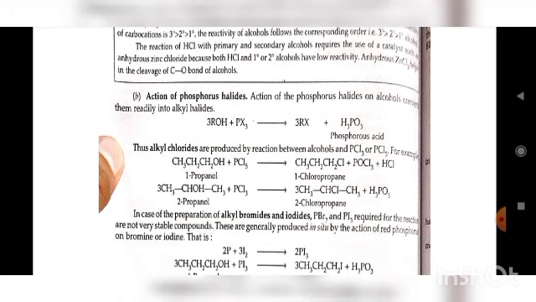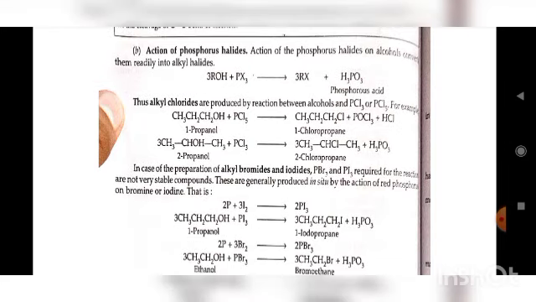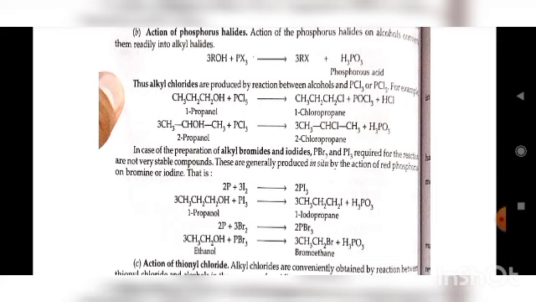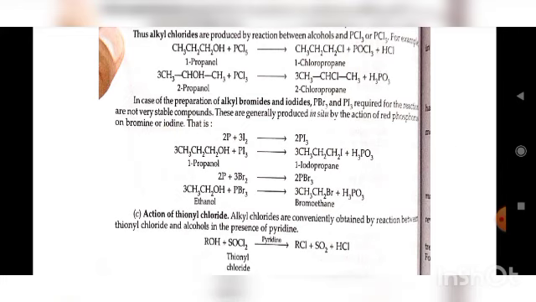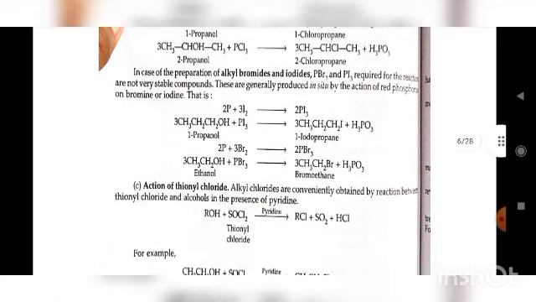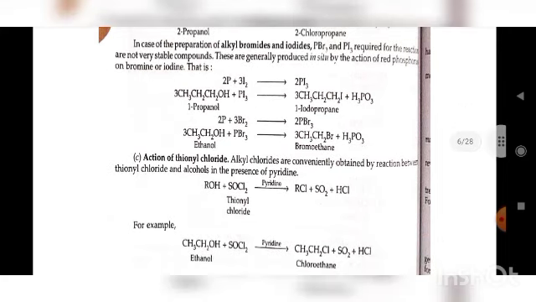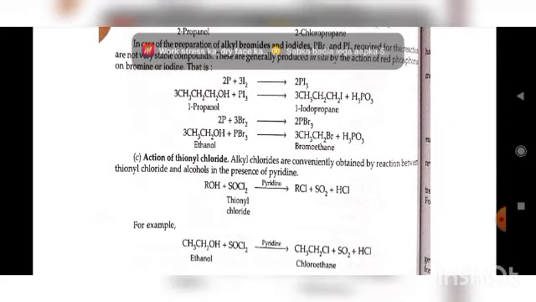In the case of the preparation of alkyl bromides and iodides, PBr3 and PI3 required for the reactions are not very stable compounds. These are generally produced in situ by the action of red phosphorus on bromine or iodine. For example, 1-propanol plus PI3 gives 1-iodopropane plus H3PO3. Action of thionyl chloride: alkyl chlorides are conveniently obtained by reactions between thionyl chloride and alcohols in the presence of pyridine. For example, ethanol plus thionyl chloride gives chloroethane plus SO2 gas plus HCl gas.